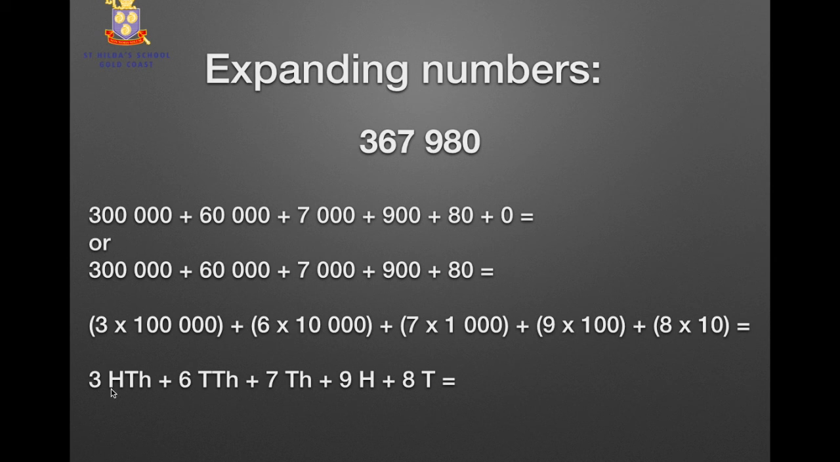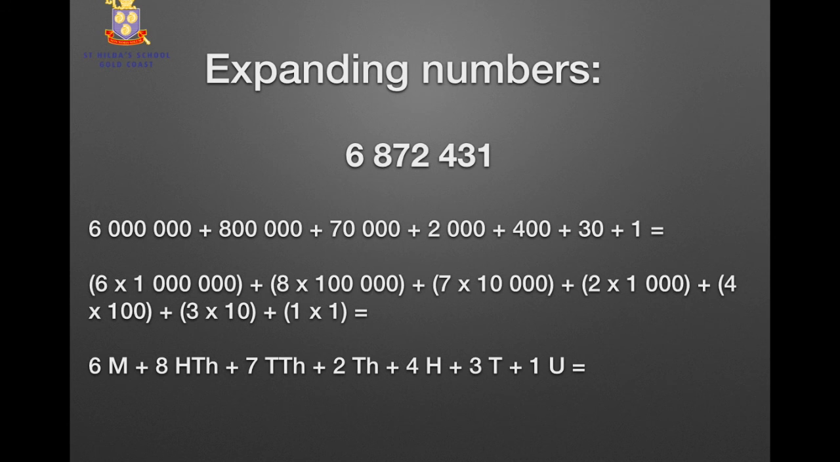Down the bottom, the final way of writing this number in words, the 3 is worth 3 hundreds of thousands, plus 6 10,000s, plus 7 thousands, plus 9 hundreds, plus 8 tens. Let's have a look at another number. 6,872,431. Pause the video now and say the number yourself.